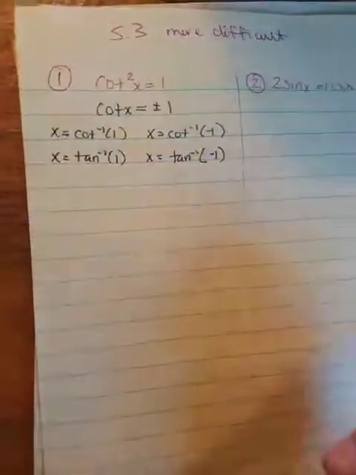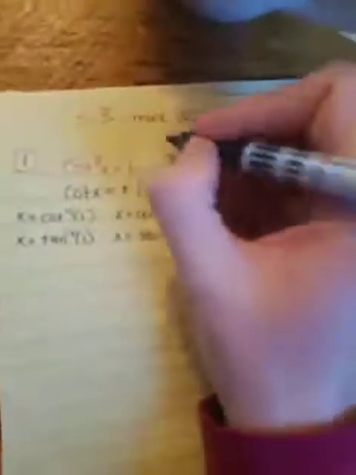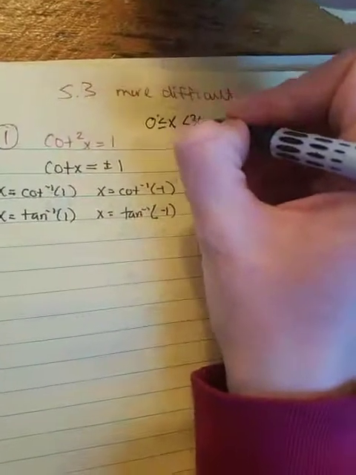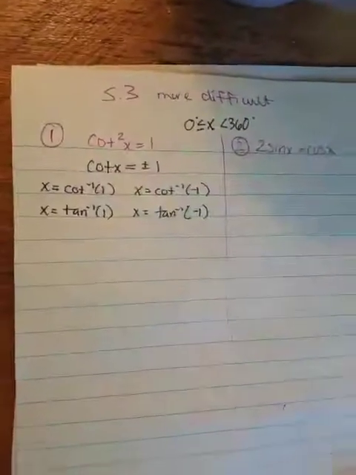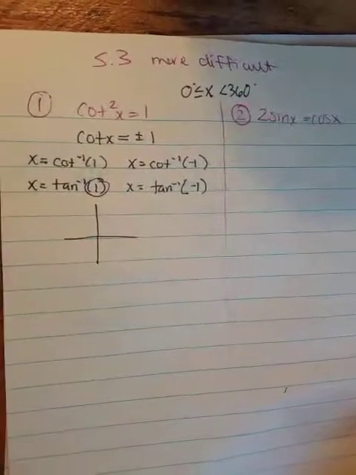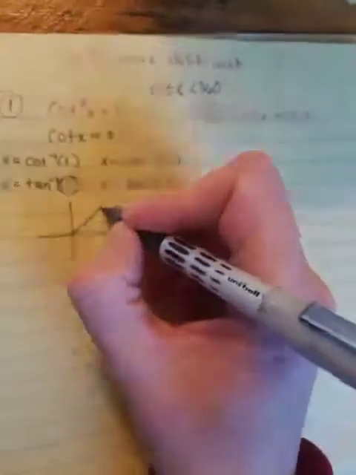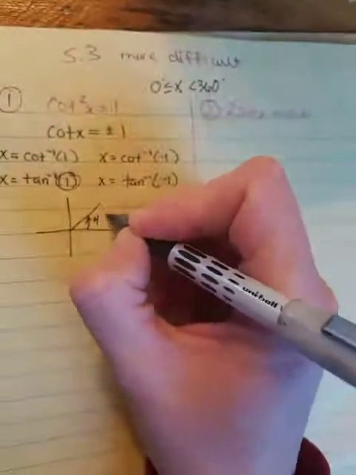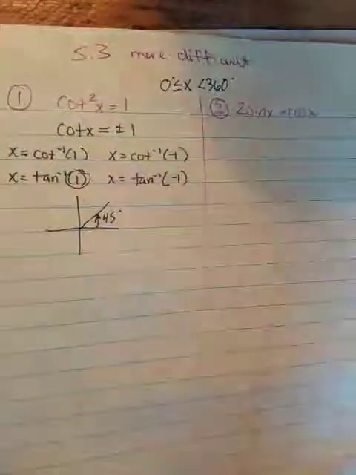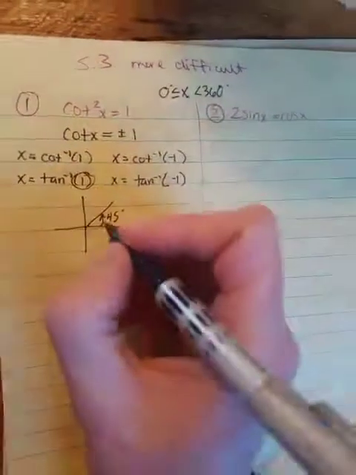So again, for these directions, we wanted it from 0 degrees less than or equal to x, which is less than 360 degrees. Okay, so we actually know what angle gives us a tan of 1, and that's 45. Again, not drawn to scale. So we're looking at 45 degrees. And because we have the tan of 1 and -1, we're looking at every single quadrant.